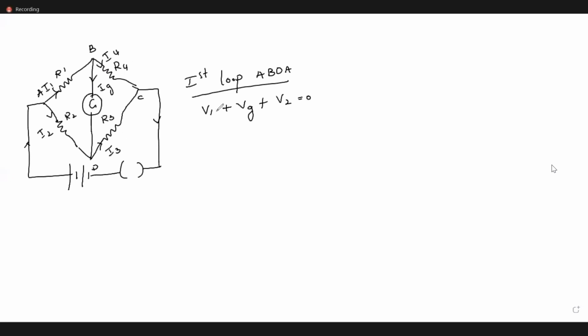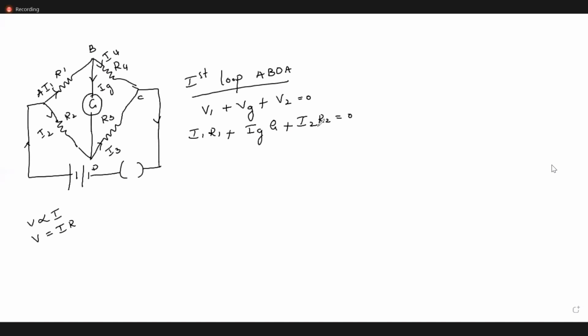Let me write according to Ohm's law. V is directly proportional to I, right? V is the potential difference across any conductor carrying current, which is directly proportional to the current. So V is equal to I into R. Let me write here V1 is equal to I1 into R1. Clear? Similarly IG into capital G, and V2 is I2 into R2, is equal to 0.